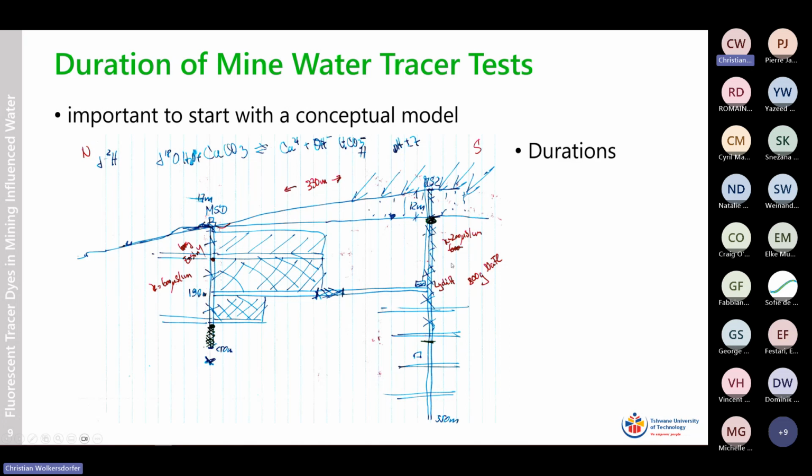The duration of mine water tracer tests really depends on the mine layout. Mines can be very different. The shafts can be only 200 meters away from each other, but they can also be 20 kilometers away from each other. So the duration of the tests can be from 8 hours, 1 day, and the longest one we conducted was this Finnish mine, where the mine water tracer test took us 3.5 years.